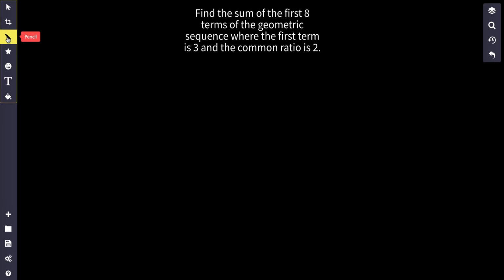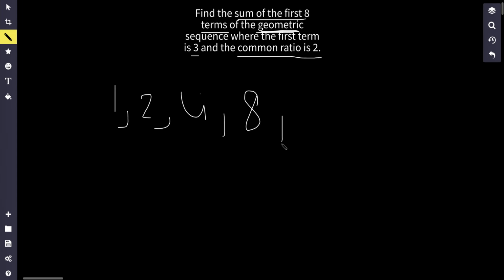Find the sum of the first 8 terms of the geometric sequence where the first term is 3 and the common ratio is 2. Now, first of all, we've got to know what a geometric sequence is. You can think about it as a sequence of numbers where you're multiplying each term by some common ratio.